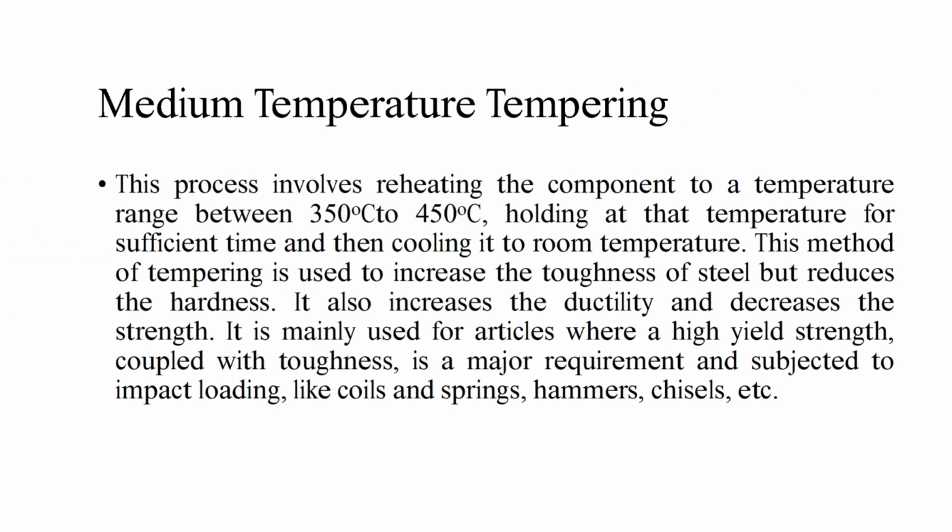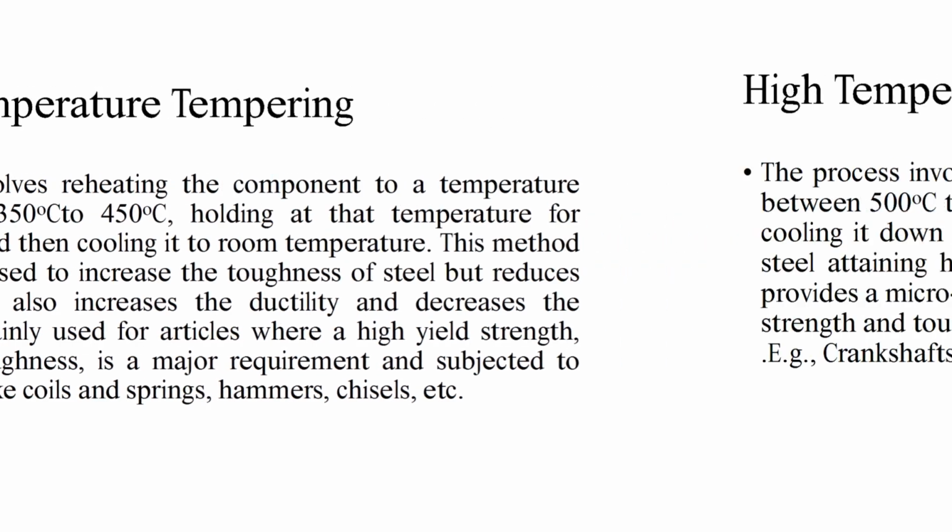This involves reheating the component to a temperature between 350 degrees Celsius to 450 degrees Celsius, holding it and then cooling it. This method increases the toughness of steel, but reduces the hardness. It also increases ductility and decreases strength. It's mainly used for articles that need high yield strength coupled with toughness and that are subjected to impact loading, like coils, springs, hammers, and chisels.